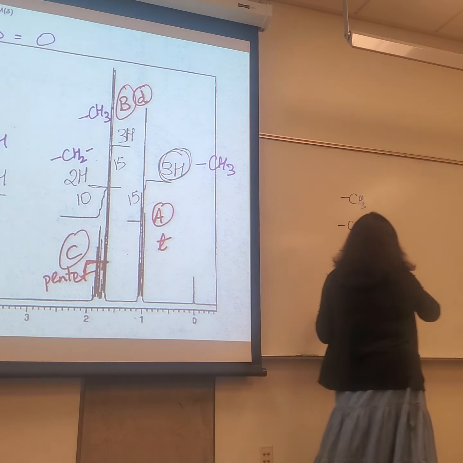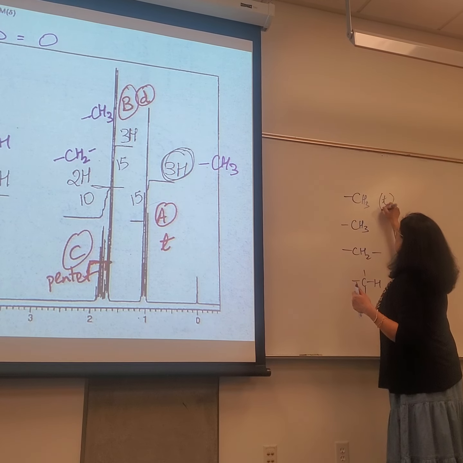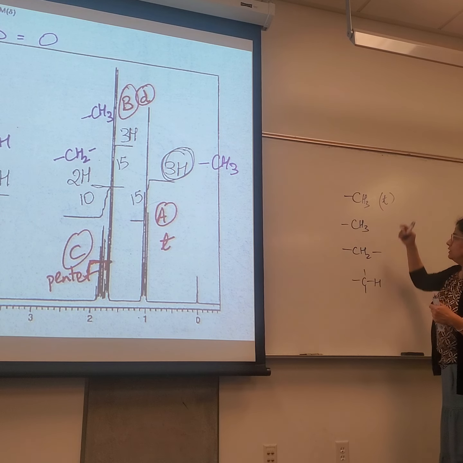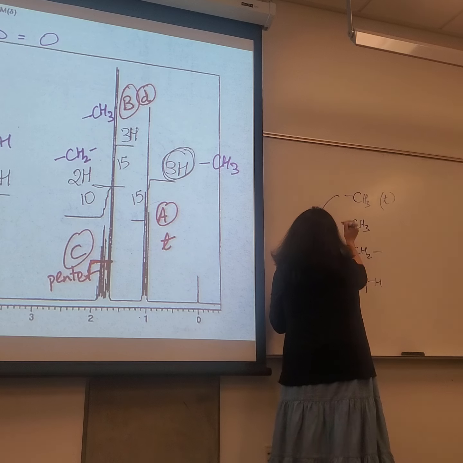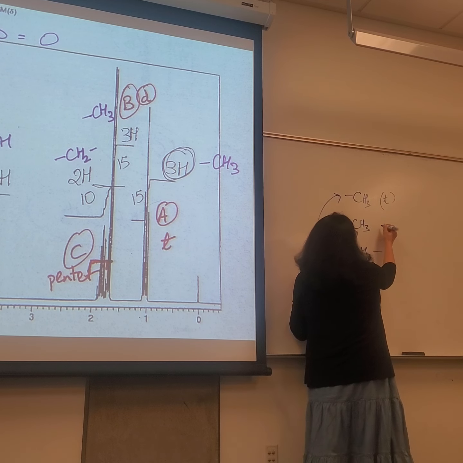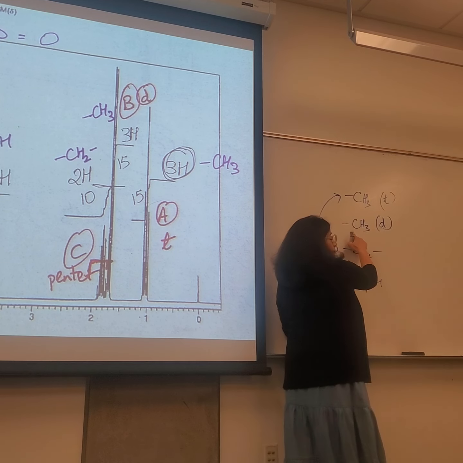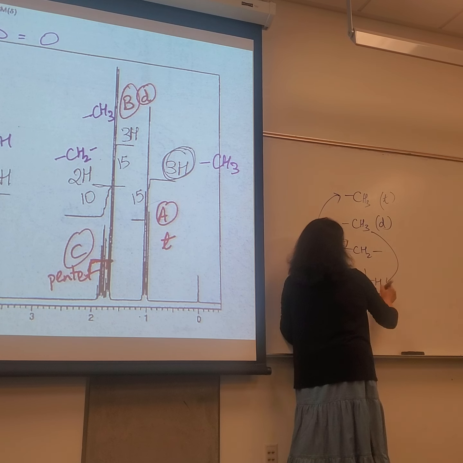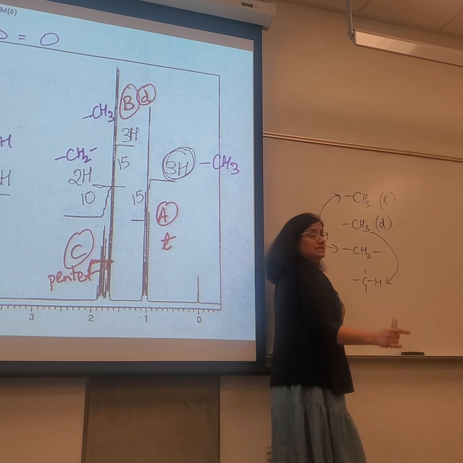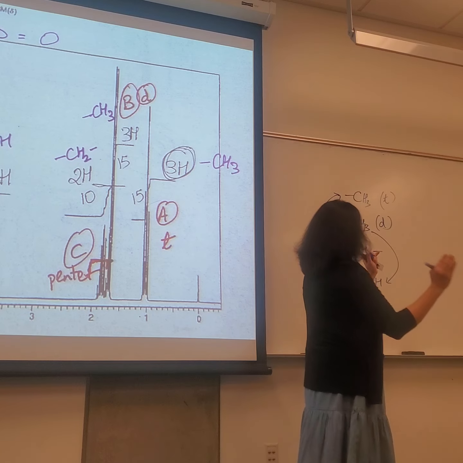Yep. This one is a triplet. So what should it be connected to if this is a triplet? It should be connected to the methylene. Do you agree? Yes. Okay, and this is a doublet. So who should this be connected to? This has to be connected to that methine. Yeah. Methine is a sextet. So what does it have on either side?